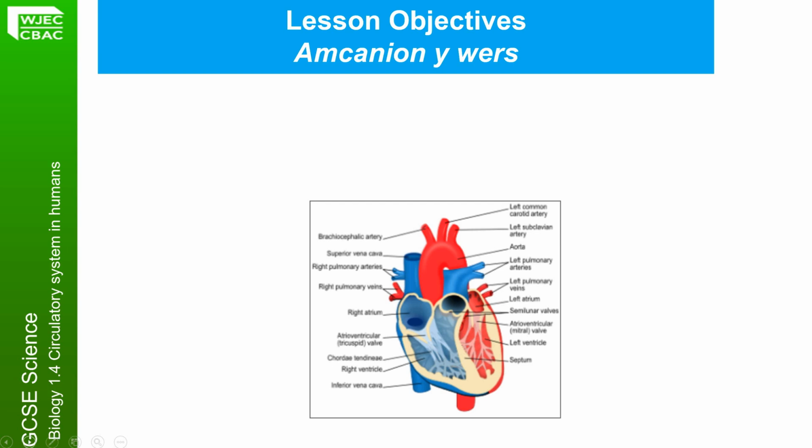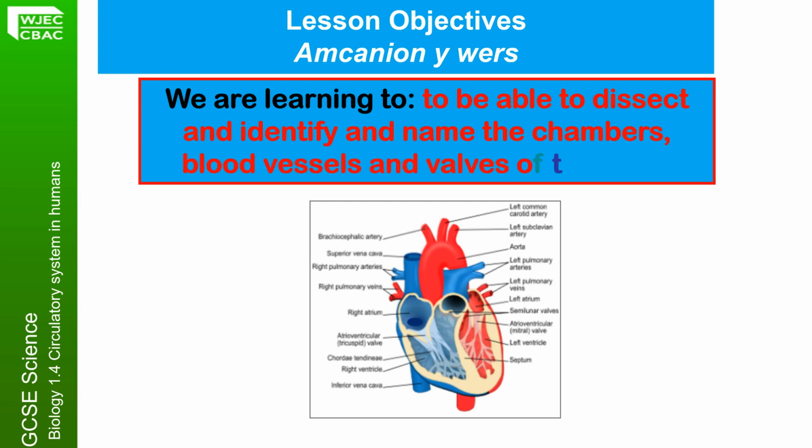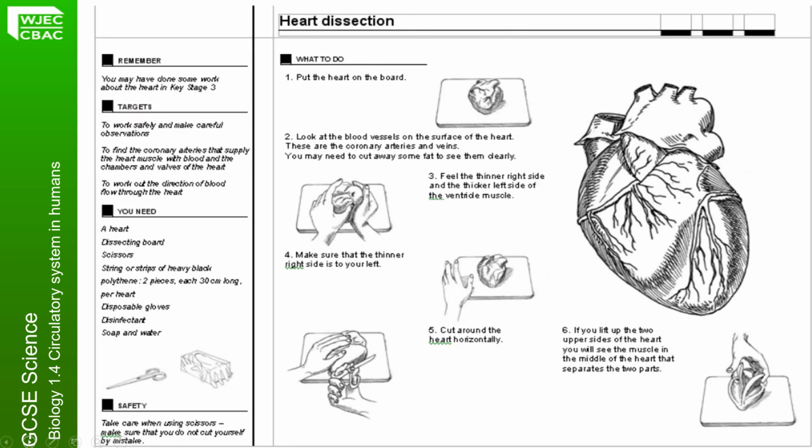So page 8 in your book, and our objective today is to be able to dissect and identify and name the chambers of the heart, what we call the rooms, the blood vessels of the heart, and the valves of the heart. So on page 8, your booklet should look like this, so you need to turn it sideways.